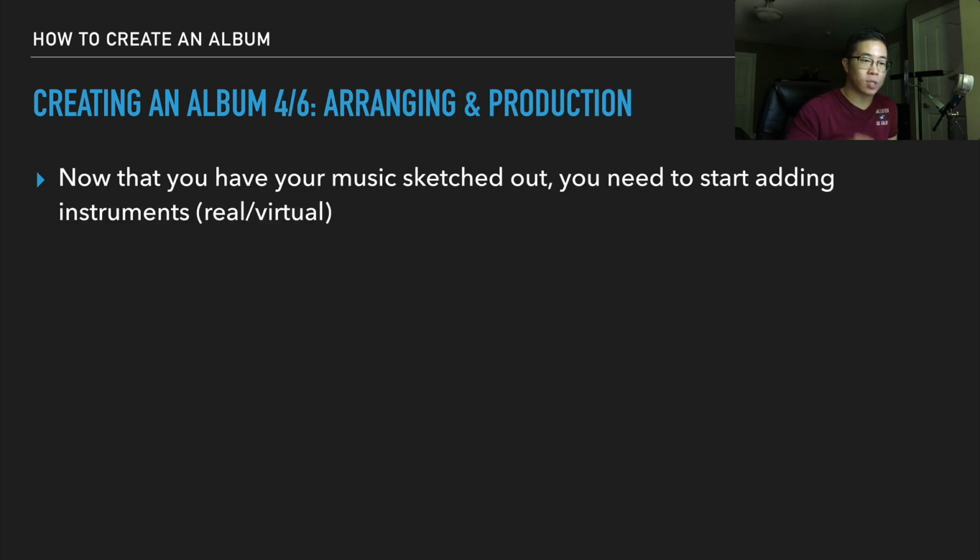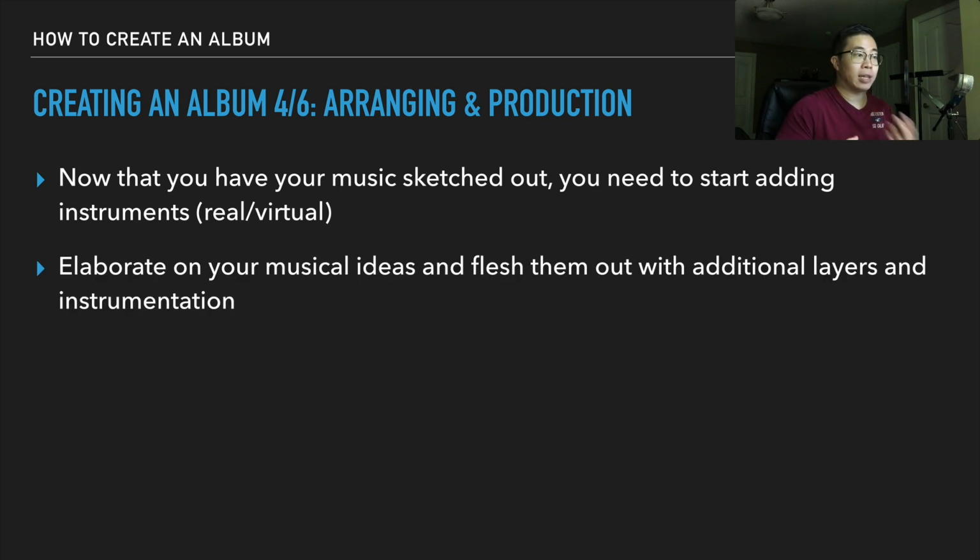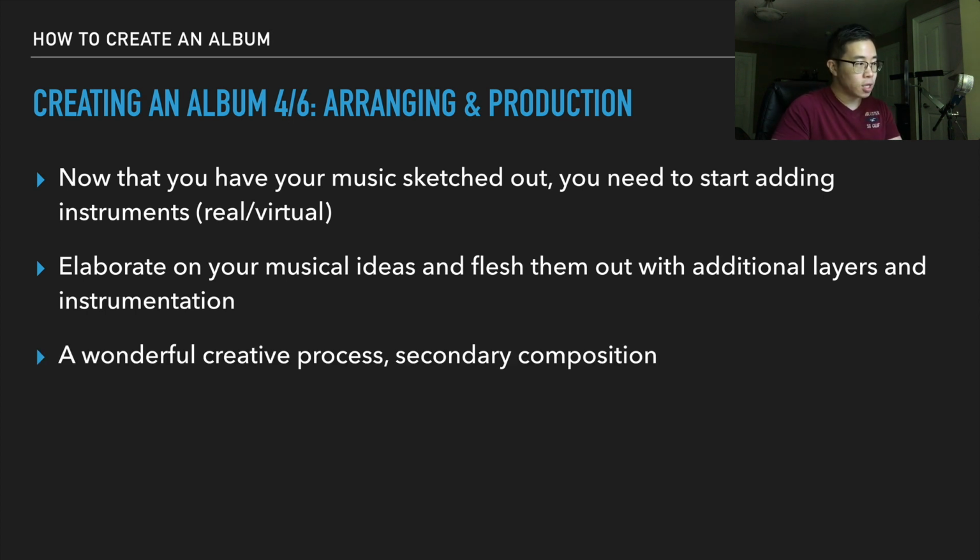After you have those things written down, then you actually move into the arranging and production phase. Now that you have the music sketched out, you start adding instruments, whether they're real or virtual, on the computer. You want to elaborate on those musical ideas and flesh them out with additional layers and instrumentation. That's basically what I'm talking about when I say arranging and production. It's a really fun creative process, and it's almost like secondary composition.